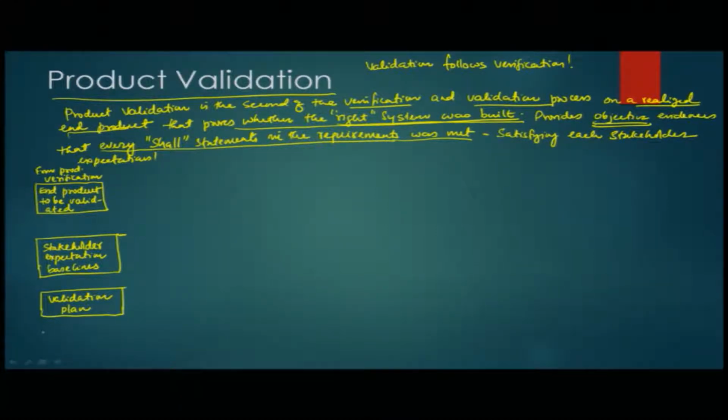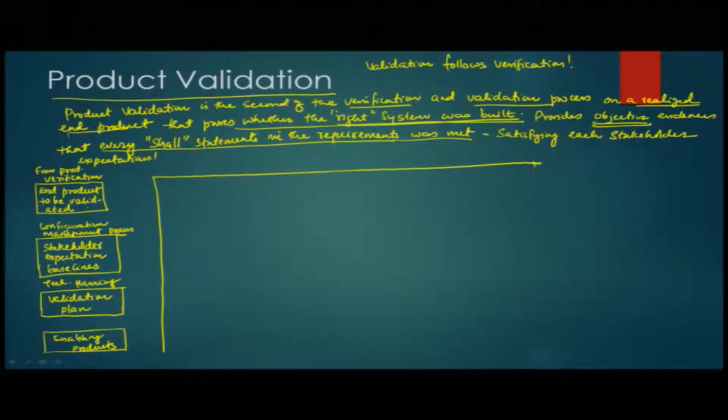And the fourth one is the enabling products. Okay. So, these are the inputs to the system. So, the end product to be validated comes from the product verification. The stakeholder expectation comes from the configuration management process. Then the validation plan comes from the technical planning. So, all of these get as the input to the model or the validation process.